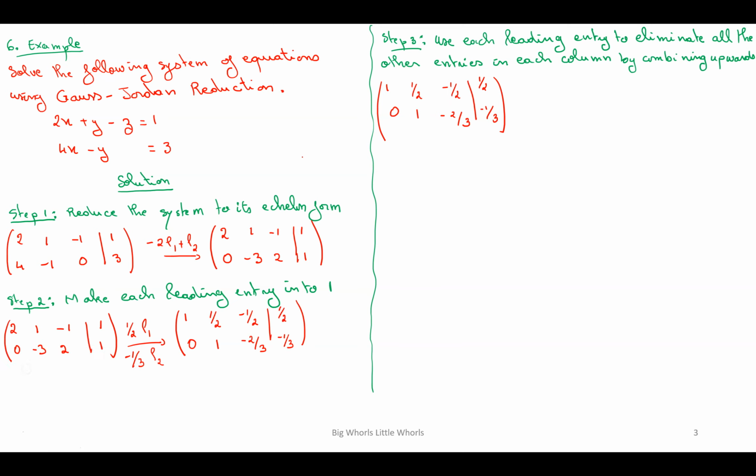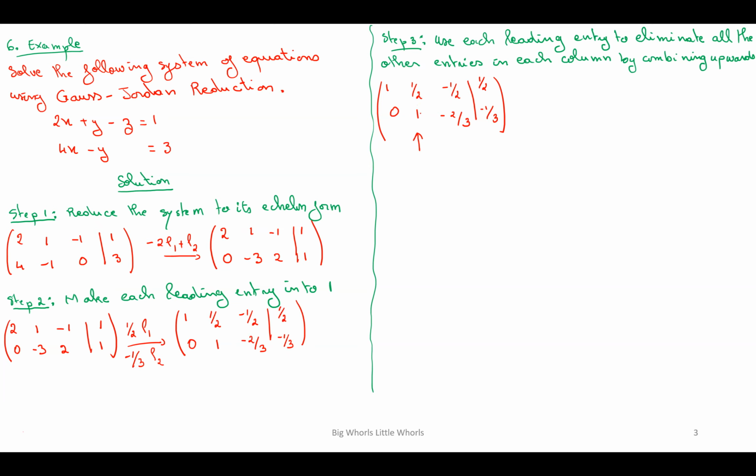Row 1, its leading entry is 1. Do we have any other entry above 1? No. Okay, so we have to start with row 2. If we take row 2, its leading entry is 1, and above 1 there is a half, so we need to eliminate that half. Okay, by doing what?